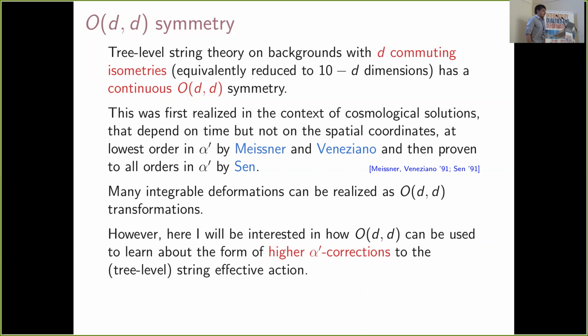Many integrable deformations can be realized, in fact, using this O(D,D) symmetry, but I have to apologize that I won't be talking about integrability or deformations today. I will only be talking about the middle word here, dualities. So today, I would just be interested in how we can use this O(D,D) duality symmetry to learn about higher derivative corrections, alpha prime corrections to the string effective action.